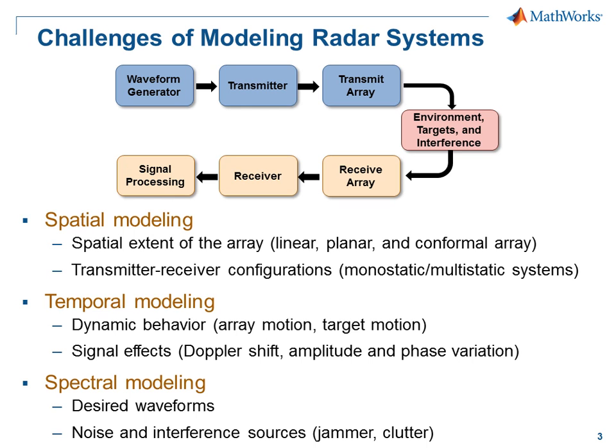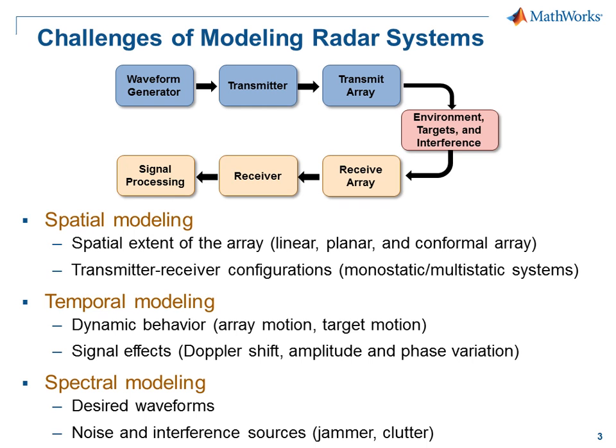At a high level, a radar model is comprised of the following components: a waveform generator, a transmitter, transmit and receive arrays, an environment including propagation, target, and interference models, a receiver front end, and array signal processing algorithms such as beamformers and direction of arrival estimators.